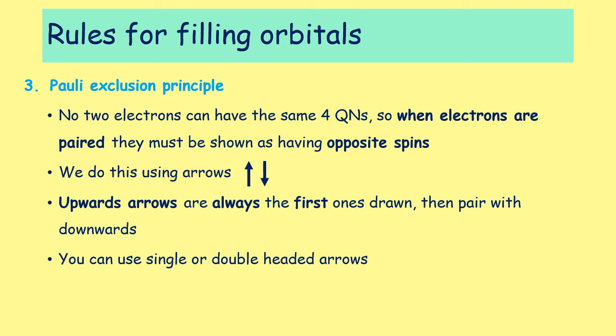Now those three rules, you're going to need to know the definition of them. You're going to need to remember which one is which, so which name represents which rule, and you're going to need to apply them. You're also going to need to remember what the different blocks on the periodic table are and how you can use the periodic table to work out which orbitals get filled in which order.